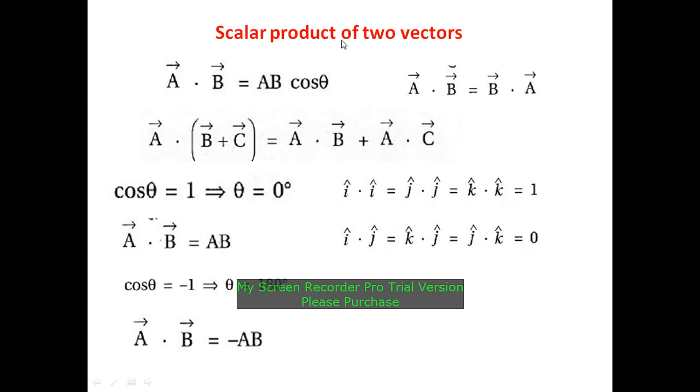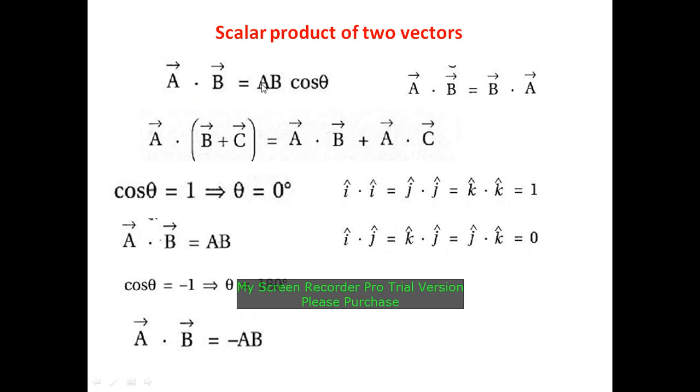Now the scalar product of two vectors. A dot b. You know that the dot product represents cos theta, so a dot b is ab cos theta. We can also write a dot b is equal to b dot a. In the cross product it is the inverse. Also, a dot (b plus c) is equal to a dot b plus a dot c.